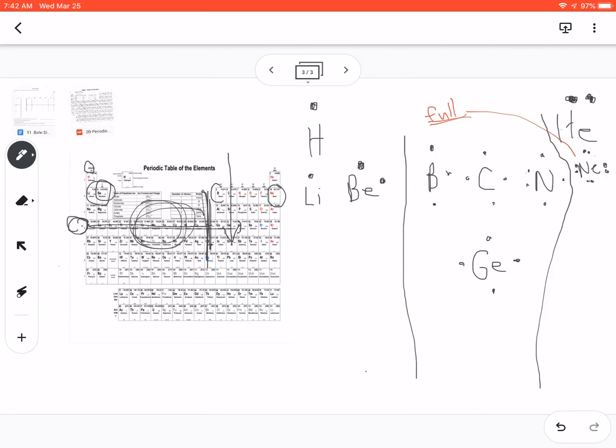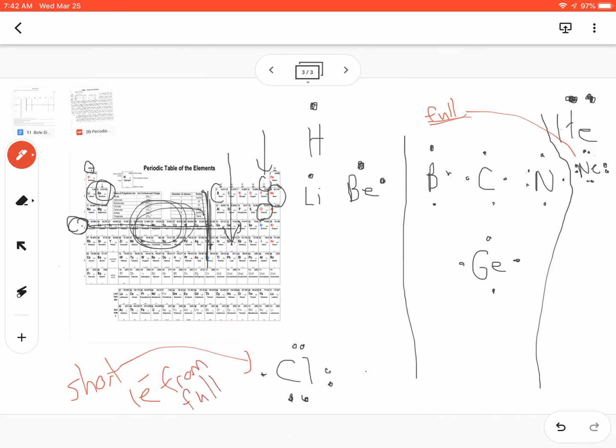So if I wanted chlorine, for example, group 17, Cl. I don't have room over there, so I'm not going to draw it over there. 1, 2, 3, 4, 5, 6, 7. And you'll notice that chlorine has 1 unpaired electron. In other words, it's short 1 electron from being full. That's what makes chlorine so reactive. All right, and we'll talk about that in our next lesson, chemical reactions.